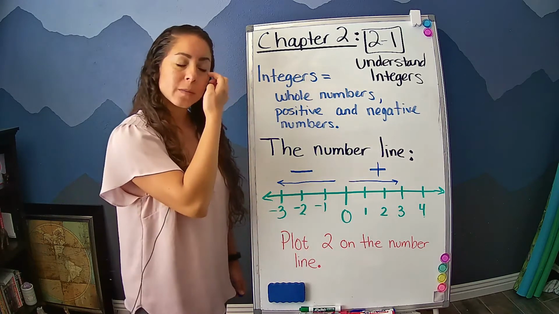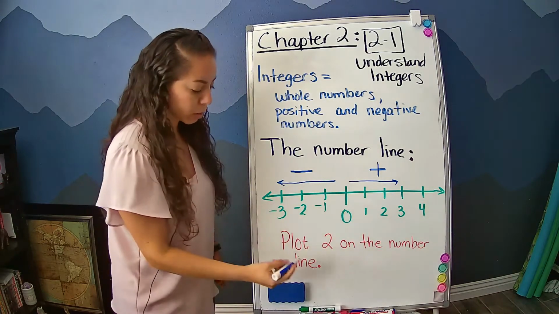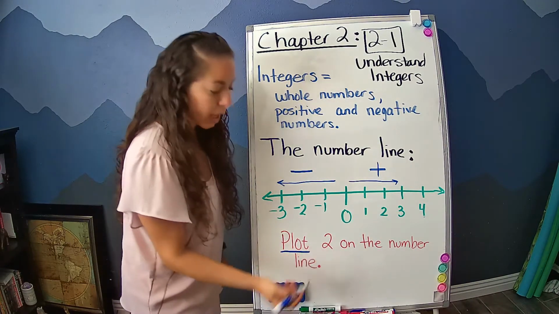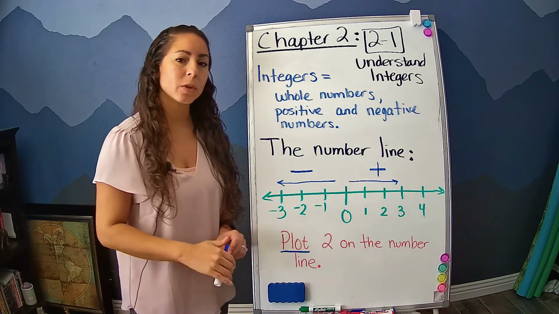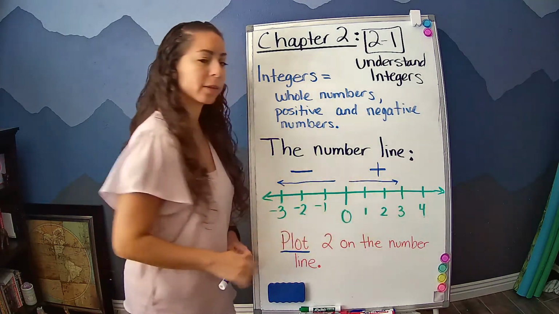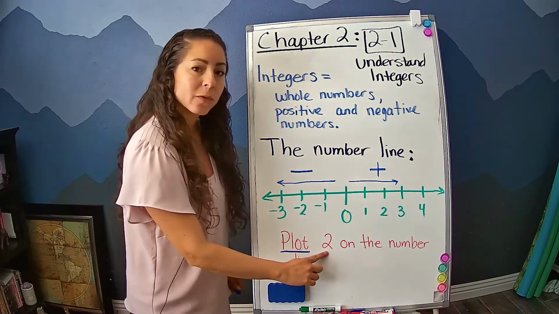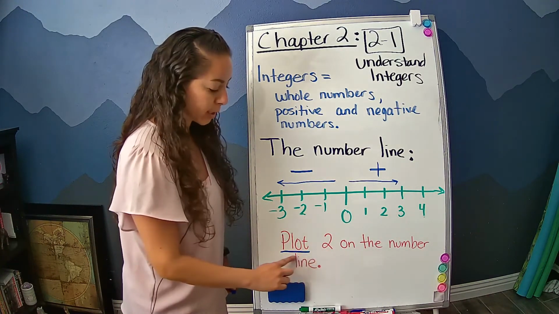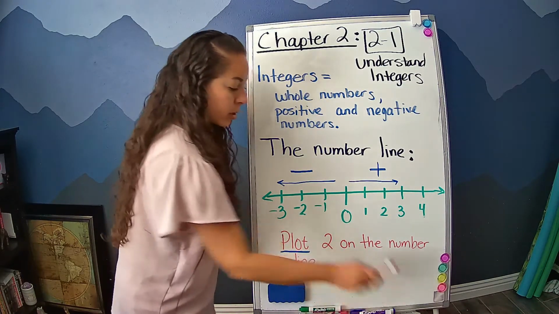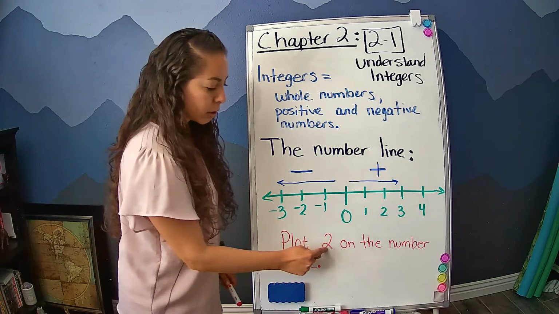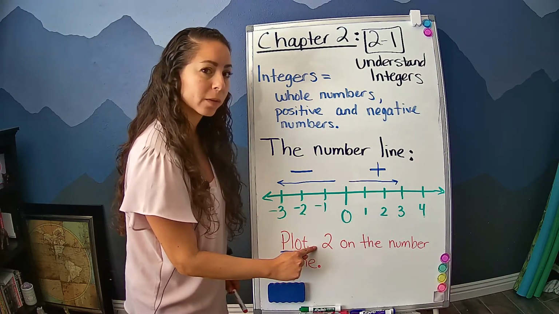I'm going to show you guys one important thing. And one thing you do need to learn is how to plot a number. Because on your homework, it's going to ask you to plot these numbers or these letters on a number line. To plot means that you're going to take whatever it is they're asking you to do. For example, this says plot 2 on the number line. So I'm going to use the red one here. We're going to plot 2. That means you need to find positive 2. There's not a negative here.